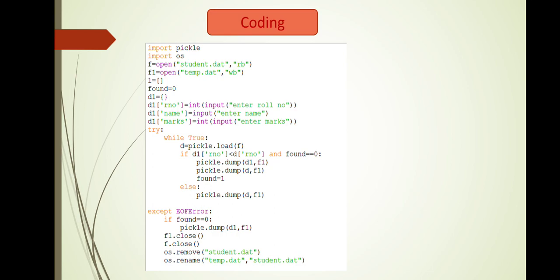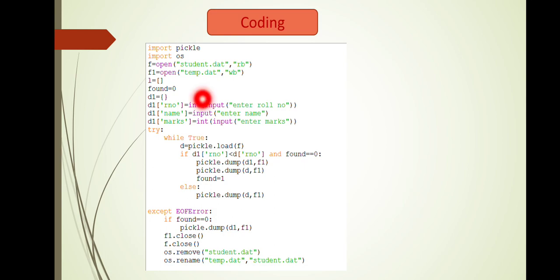And reading or writing to a binary file involves the use of functions which are available in the pickle module. Another module, os, is used because we have to delete the original file and rename the temporary file. For deletion and renaming, the functions required are available in the os module.